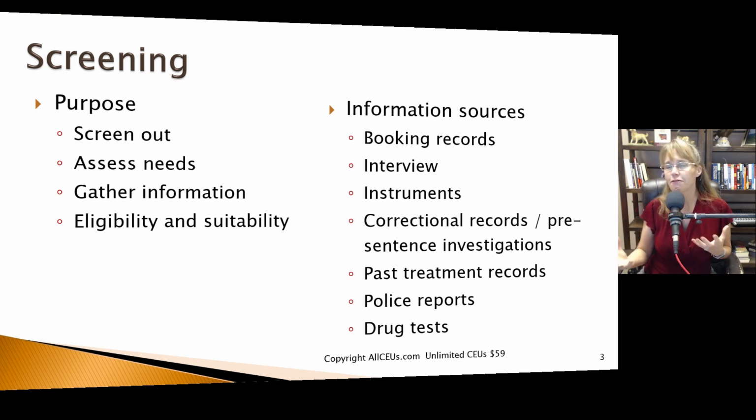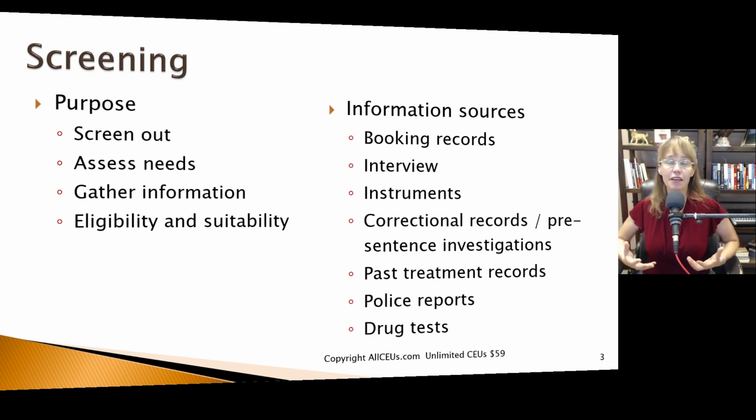So we want to gather information to figure out, what does jail mean to you? For some people, it's devastating. For others, it's a welcome relief in some ways. So we want to figure that out. We want to figure out, from their cultural perspective, what are their needs? What do they hope to have? What do they hope life will be like when they are eventually released?